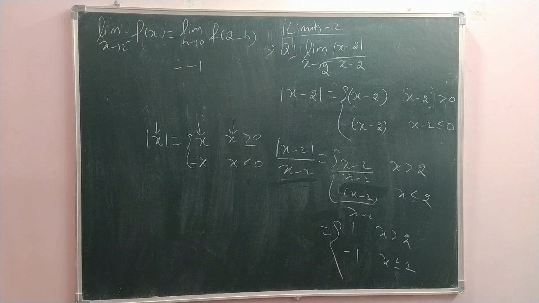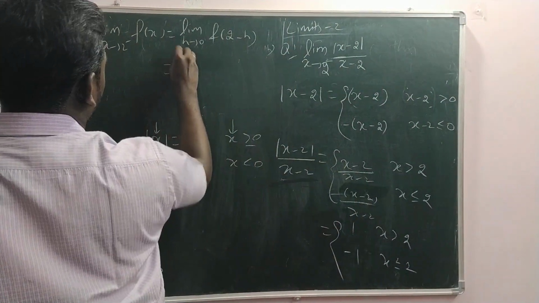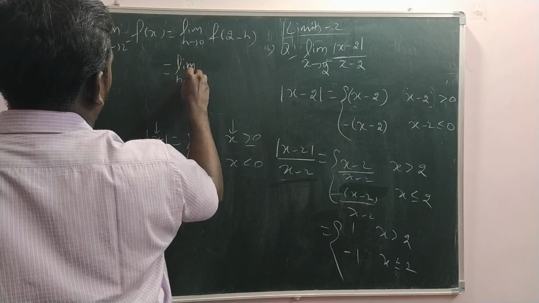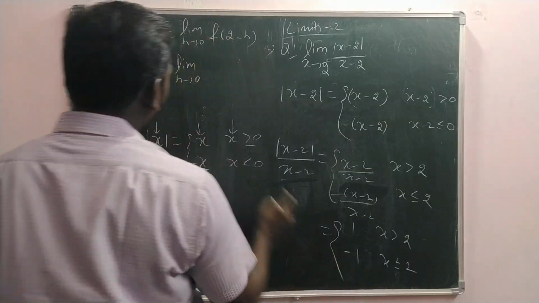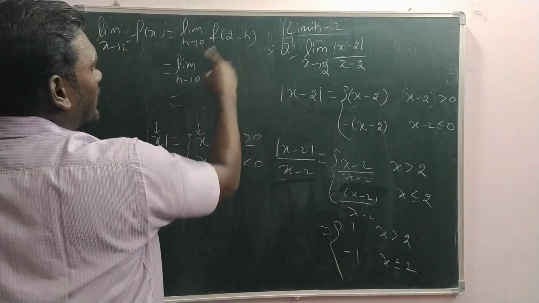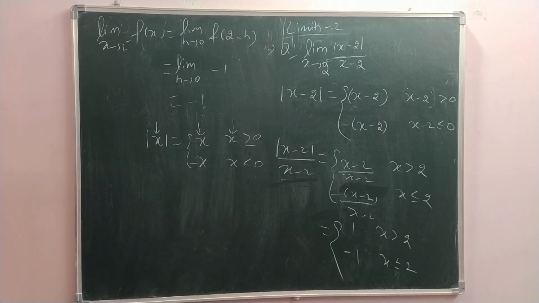Substitute. Yes. Actually, a few more steps should be done. That is limit h tends to 0. 2 minus h means less than 2. So this value is minus 1. There is no h to apply 0. So minus 1 is the answer. Okay.